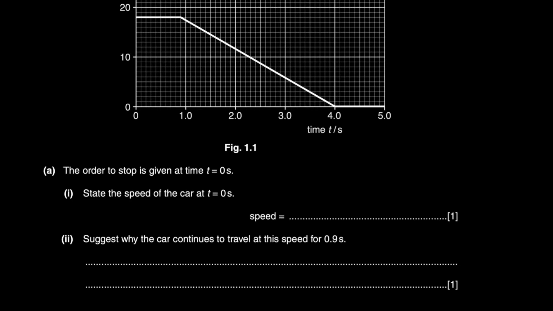It is 18. So let's write that down. Now it's very important to say 18 meters per second, right? The units are very important. Sometimes they'll give it as part of the question, other times they won't, and you have to write it down. Now, why does the car continue to travel at the speed for 0.9 seconds? You can explain it, but the simplest explanation is that it is reaction time. And that's good enough.